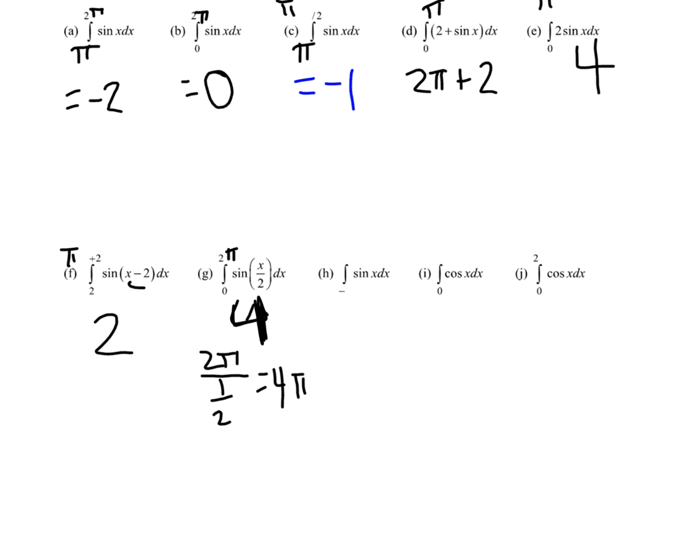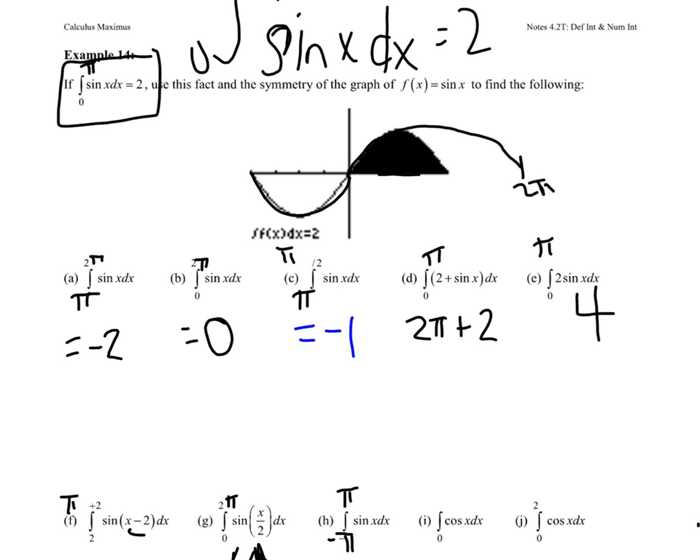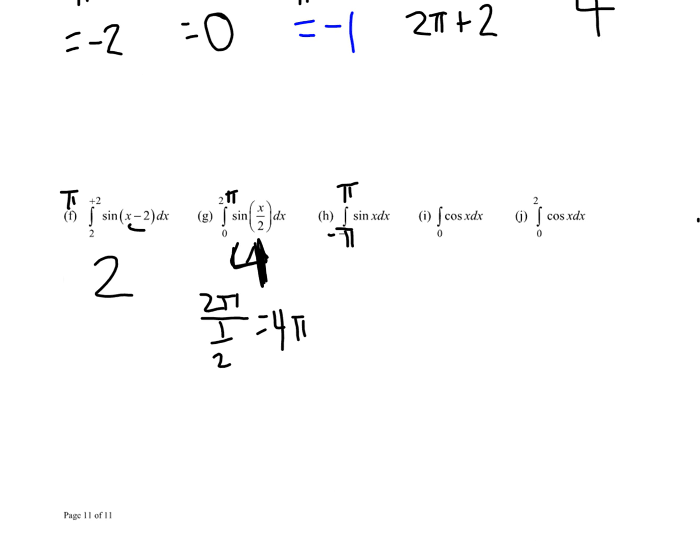This is negative pi to pi. If you look at the graph, negative pi to positive pi, these areas cancel out. 0. All right, and these last ones are for you.